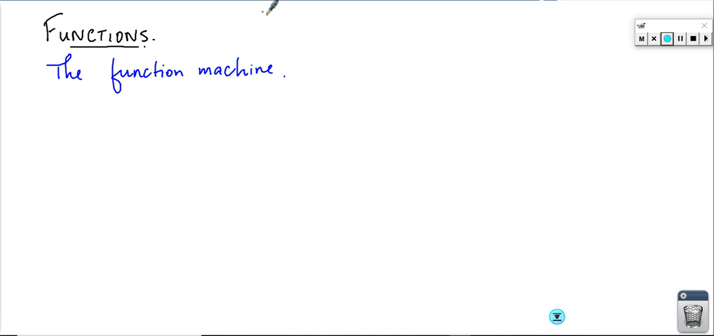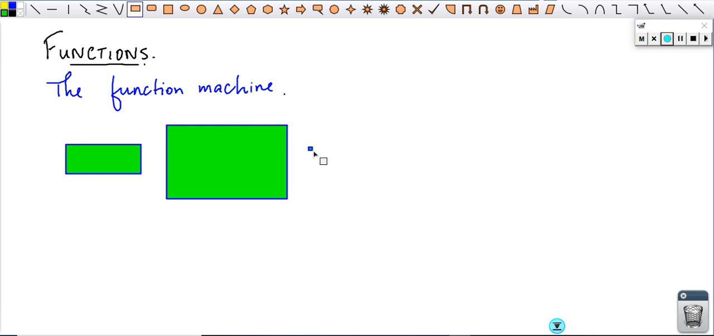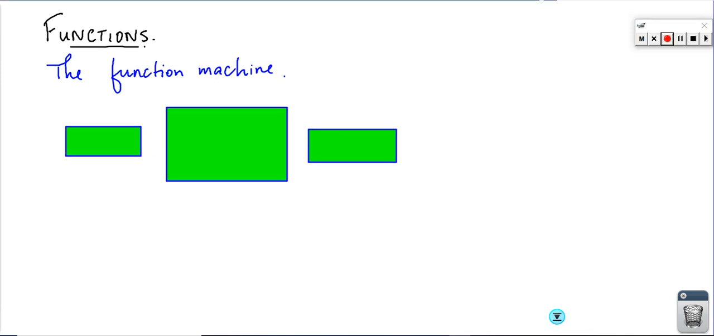The function machine is made up of three parts, which are the following. We have an input, there is a process, and that process then gives an output. So from an input to a process, from a process to an output. Okay, so let's see what this process is, because the process is the most important part of the function machine.